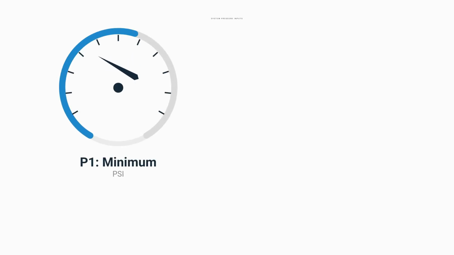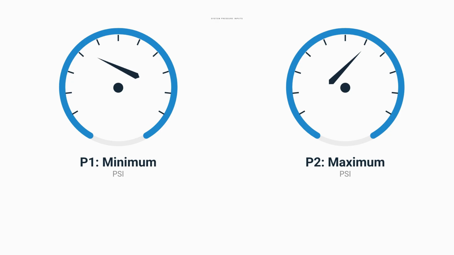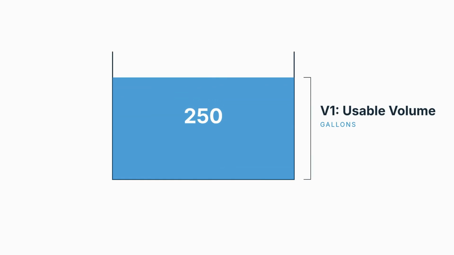First, we have minimum pressure P1, where you enter your system's lowest operating pressure in PSI. Next is maximum pressure P2, for your system's highest operating pressure. Finally, there's required usable volume V1, where you specify how much fluid volume your system needs to deliver, measured in gallons.